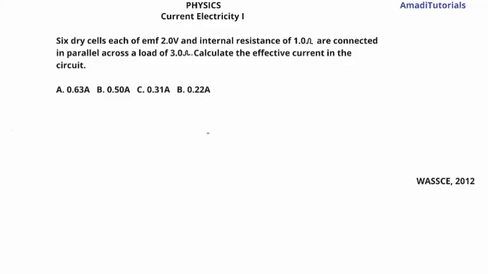Take this sample question from WASSCE 2012 on current electricity. It says 6 dry cells, each of e.m.f 2.0 volts and internal resistance of 1.0 ohm, are connected in parallel across a load of 3.0 ohm. Calculate the effective current in the circuit. So we're going to do this very quickly.